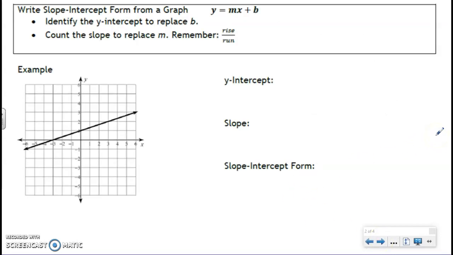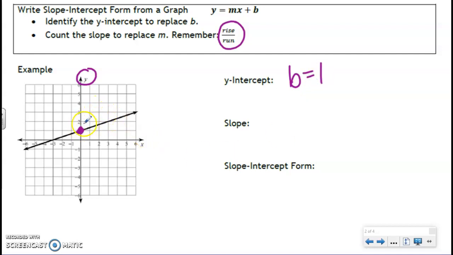First thing, we are going to write the equation in slope-intercept form. So we're going to identify the y-intercept, which is the b, and count the slope to replace m. Remember that slope is rise over run. So first thing, y-intercept is on my y-axis. Remember this was our beginning point. So y-intercept is 1 in this case.